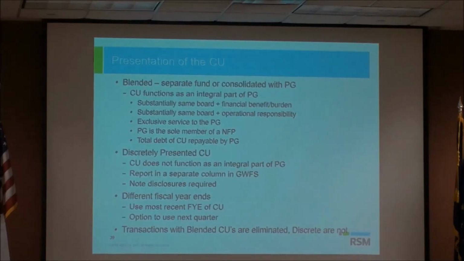Don't get crazy about labeling things December 31st in your footnotes. Just put it once that the component unit's year end is December 31st. You know it's different from the county, but then you don't have to label everything December after that. But you do have an option.